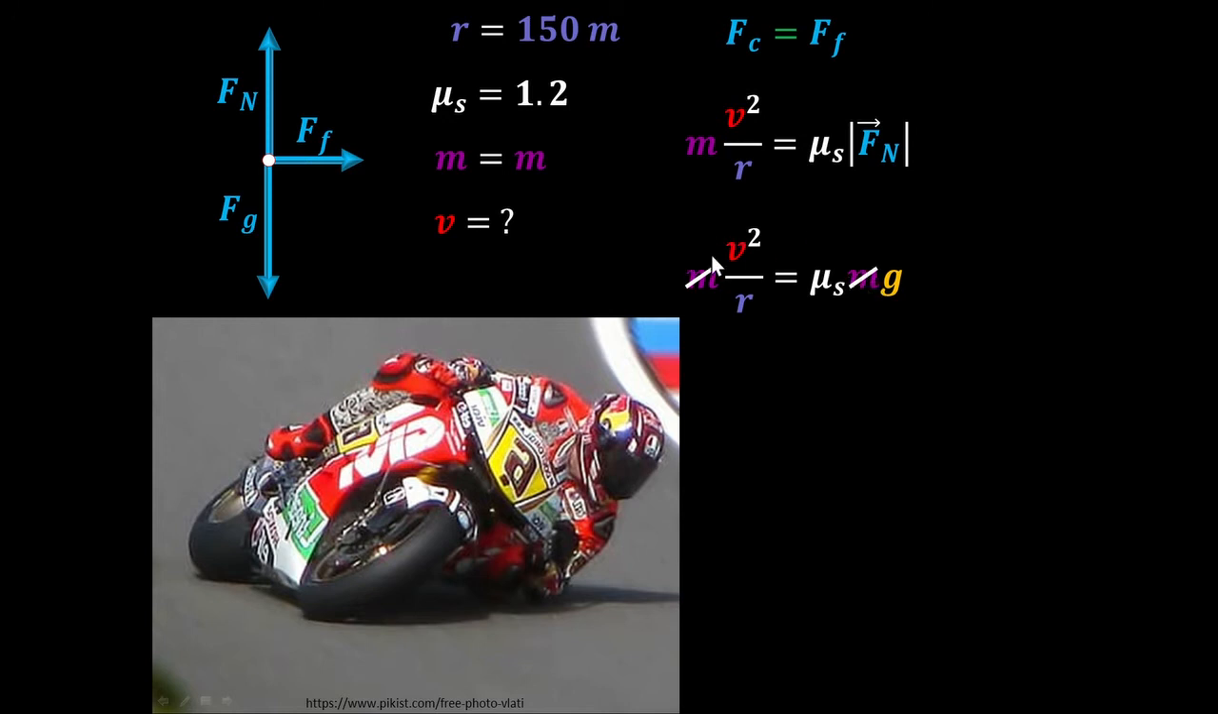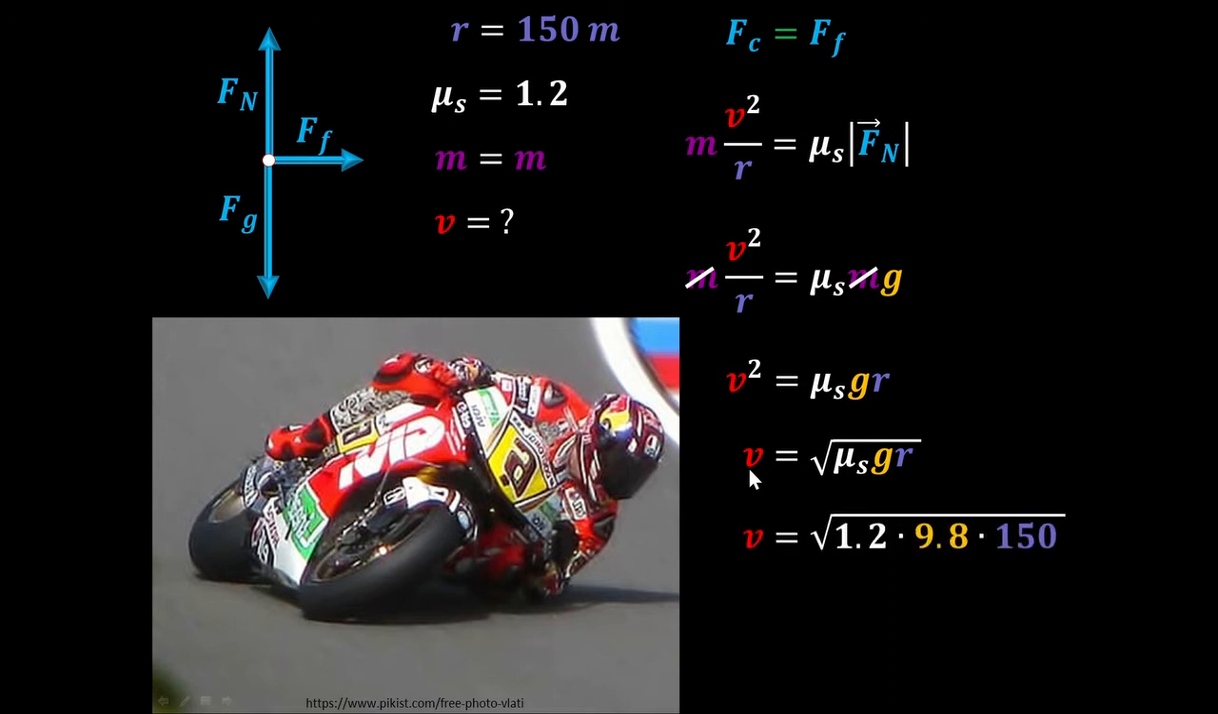So I did not need to know the mass. It's on both sides, it will cancel. Trying to solve for v, I'm going to multiply both sides by r. Still trying to solve for v, I got to take the square root of both sides. Now that I got my equation solved for v, I can plug the numbers in.